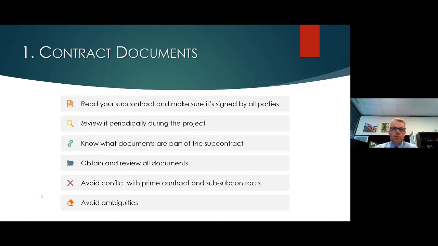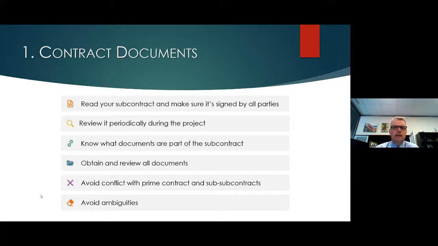For those of you who are subcontractors on this webinar, you've probably seen contracts that incorporate the prime contract. And that's the contract between the owner and the general contractor. And so to the extent your subcontract incorporates that document, you want to make sure that you get a copy of that, review it, and try to avoid any ambiguities between the prime contract and your subcontract.